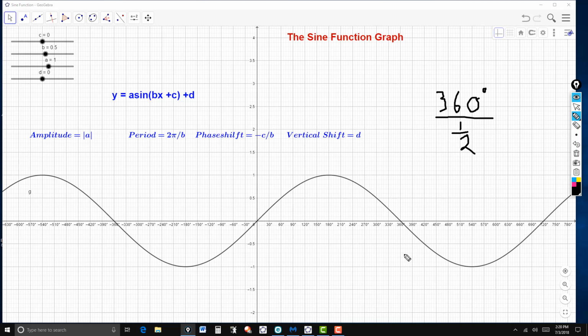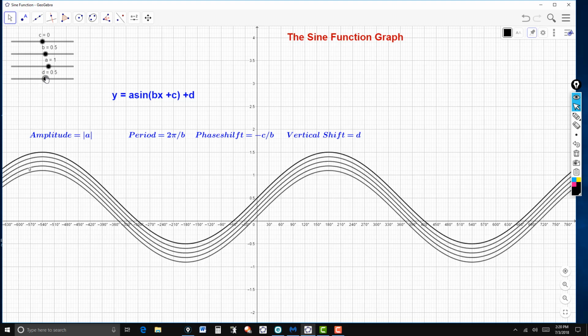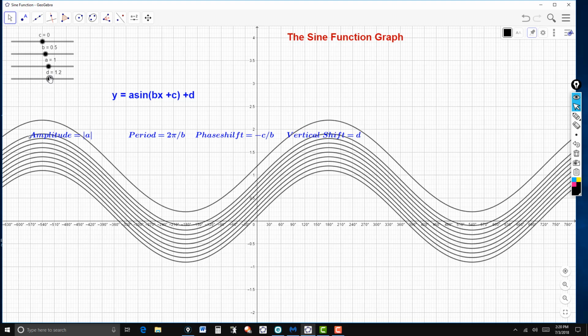Okay. So again, we're looking at the general form of the sine function and the effect it has when you change some of the parameters. In this case, the a, b, c, and the d. Okay, now let's look at the d value. If we change the d value to 1, see the graph is just rising.